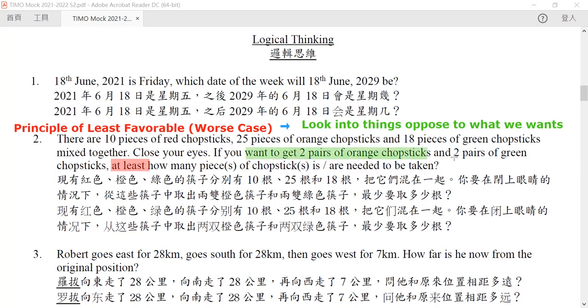We want to get 2 pairs of orange chopstick and 2 pairs of green chopstick. So what's the opposition of this statement? Because 2 pairs of chopstick means there are 4 of them, right? So if we want it to be not true, it means that there are no 4 or more orange chopstick and no 4 or more green chopstick. So in here, at least one of them fails and the whole thing will fail. So instead of and, it will be equal to or.